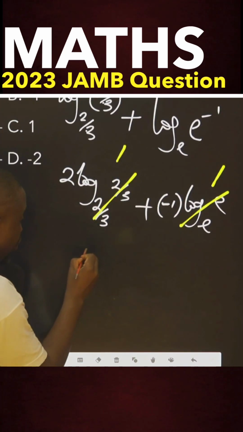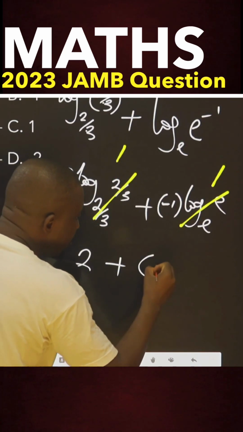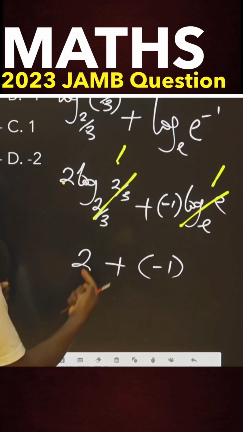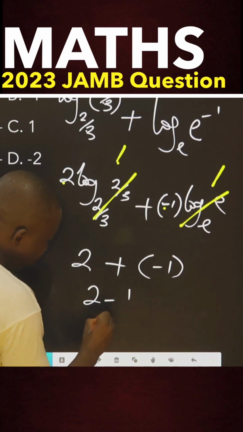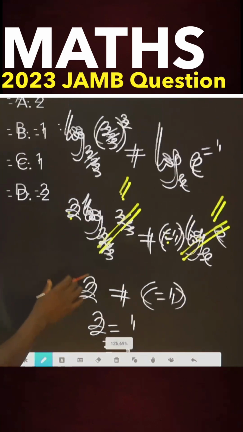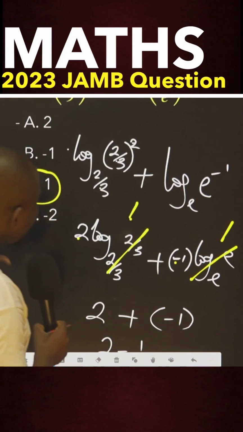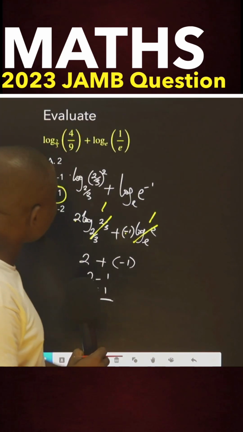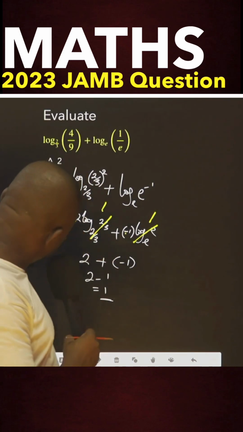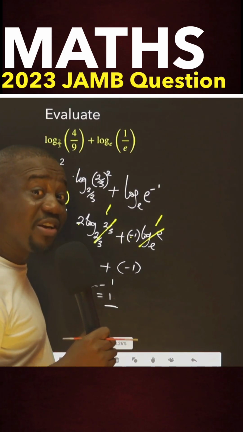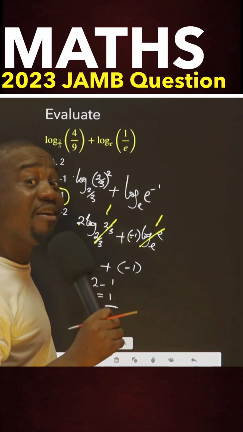Therefore, we have 2 plus minus 1. That is 2 multiplied by 1 is 1. Minus 1 multiplied by this is minus 1. That is 2 minus 1, which is 1. Look at the answer here now. You see? You don't need to even solve it. By looking at it, you can do it within 2 seconds. You get your answer. Go and read your book. Drop that phone. Go and read your books.